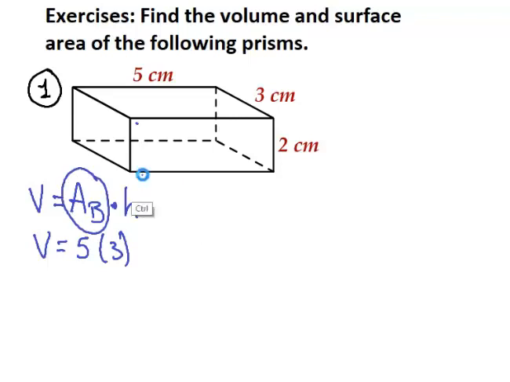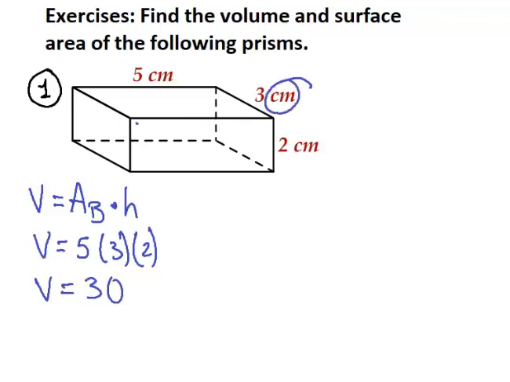Now, I need to multiply that also with the height of the prism. And the height of the object in this case is 2 centimeters. So I'm going to multiply with 2 as well. If I multiply those 3 numbers, that will give me 30. Which are the units of this thing? Well, since we're using centimeters, the units for the volume would be cubic centimeters. Centimeters raised to the 3rd power. You're gonna have always cubic units when you find volume.